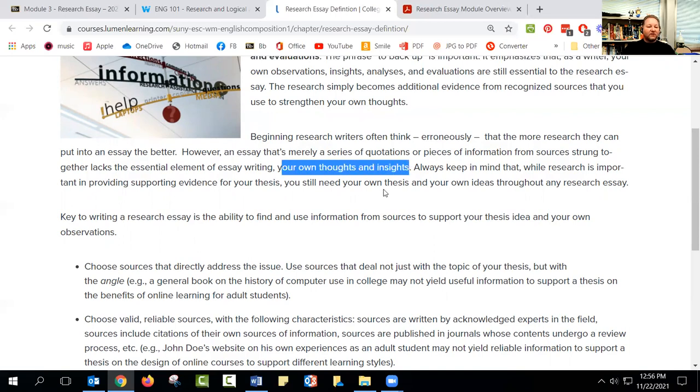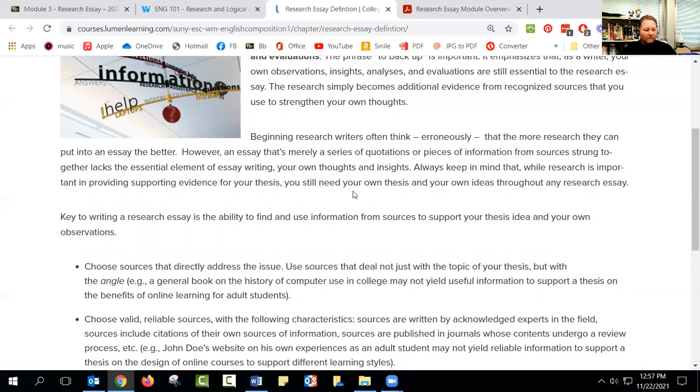All right. So always keep in mind, always think of this as it's still your paper. You are writing your paper. These are your ideas. These are your thoughts. These are your beliefs. All you're doing is backing up these ideas, beliefs, thoughts with credible outside information.